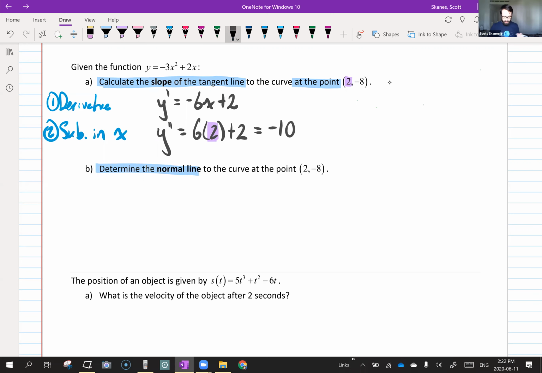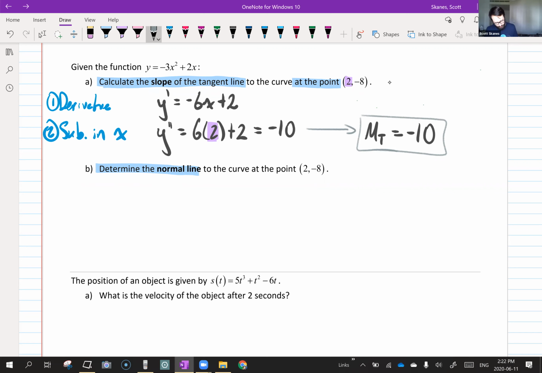Why did I get that? That is the slope. The derivative is the slope function. It's the tangent line, the slope of the tangent line. So this is my slope of my tangent. It's negative 10. That's all that question wants. Don't do any more than it asks for. It wants the slope. You gave it the slope.